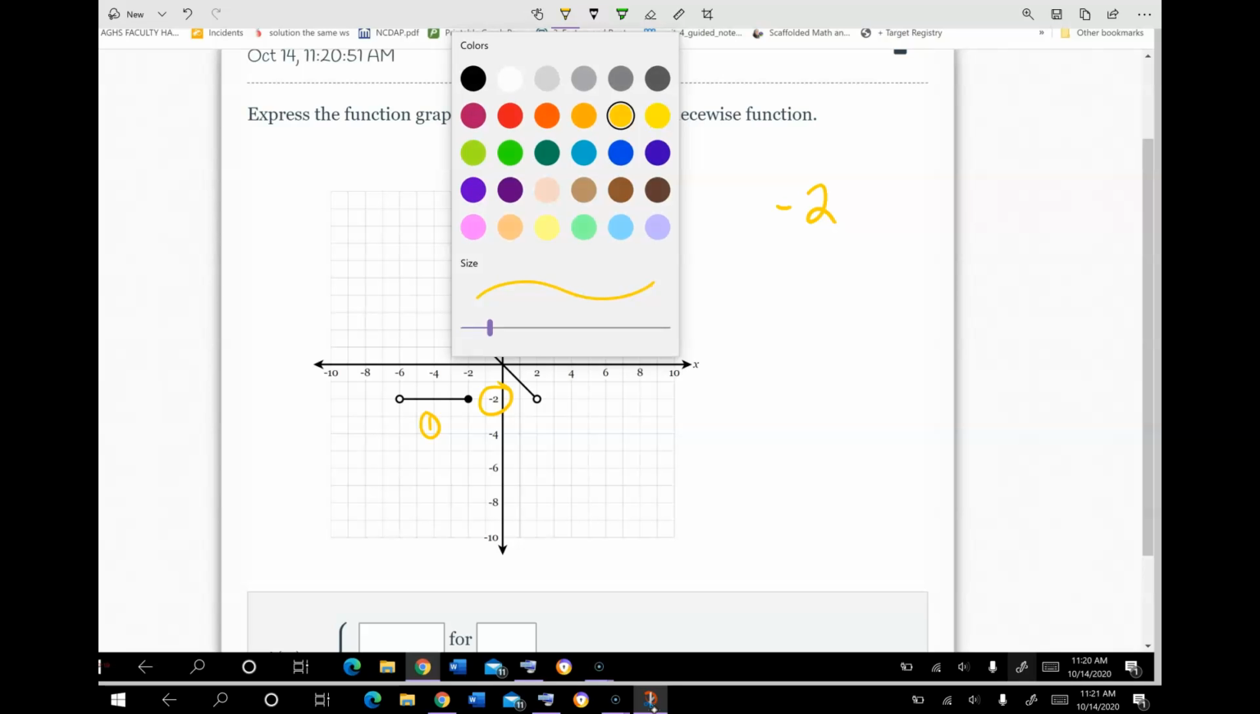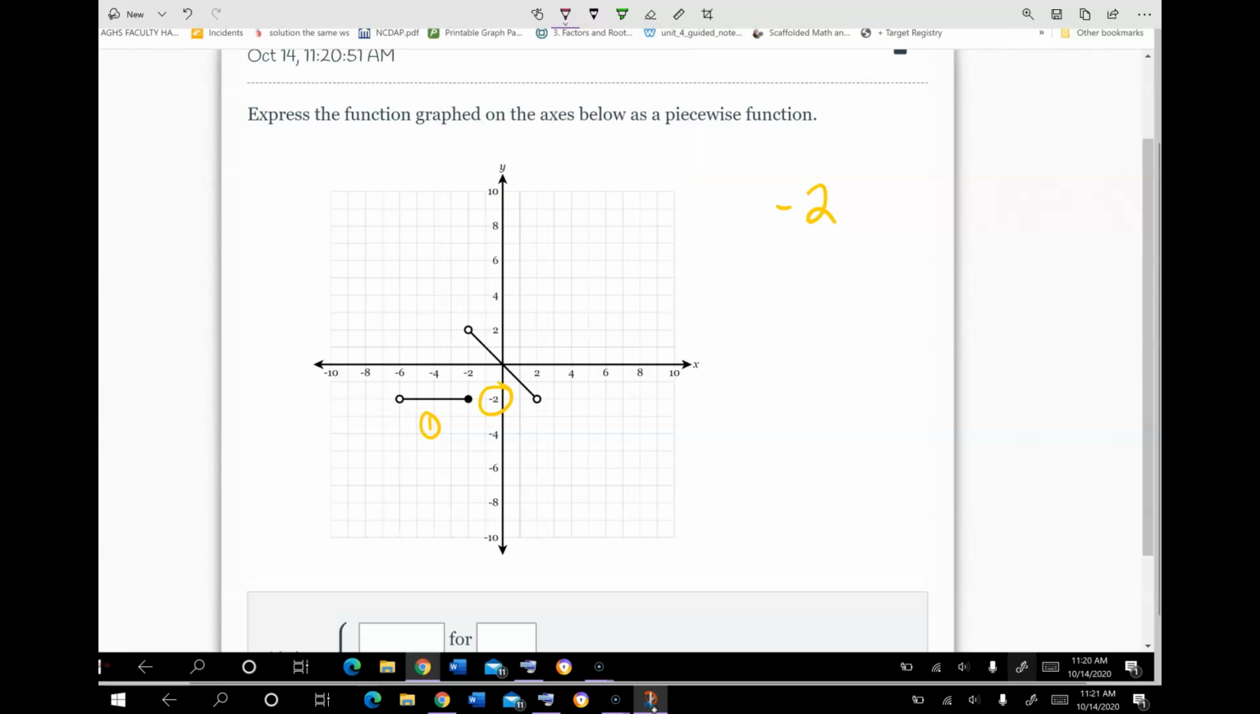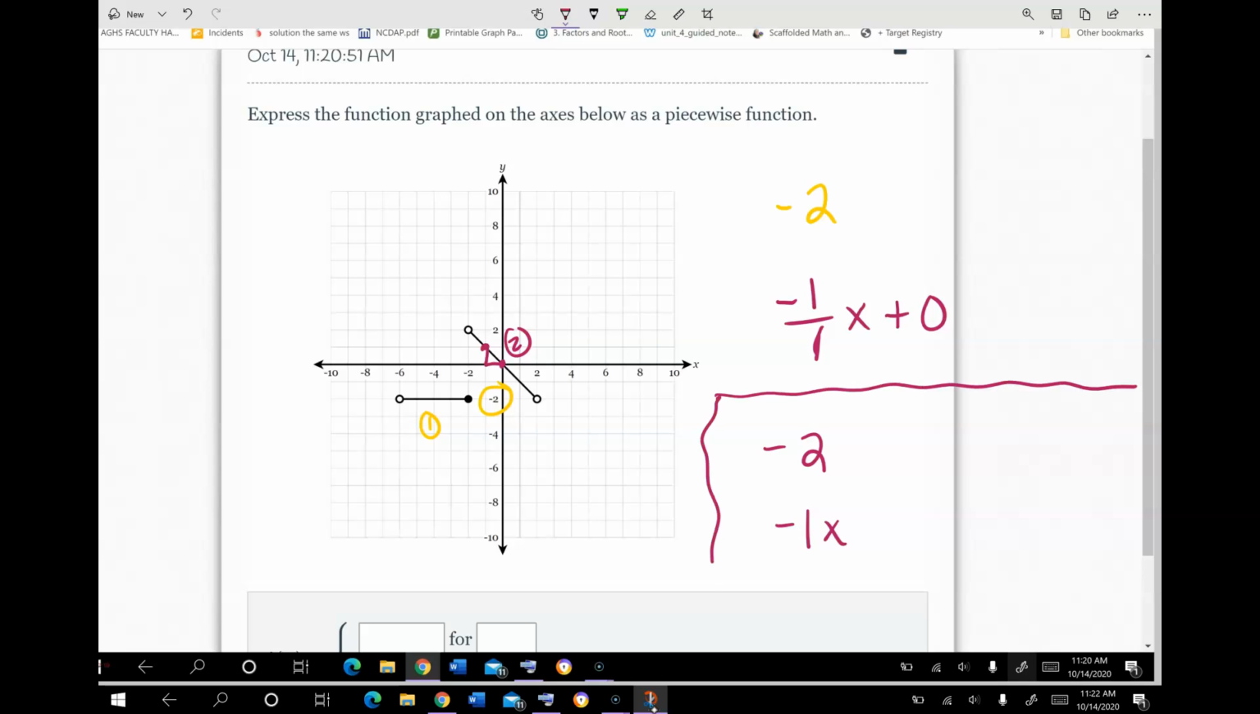Next, we get the next equation, and we're going to use pink. This is the second one. You get your slope. I have a point here and I have a point here, left to right. I went down 1 over 1, down 1 over 1, and then an x. This one crosses the intercept at 0. Now, let's simplify this. We're going to say -2. -1 over 1 is just -1x, and then we don't need the plus 0. So we simplified it down here.